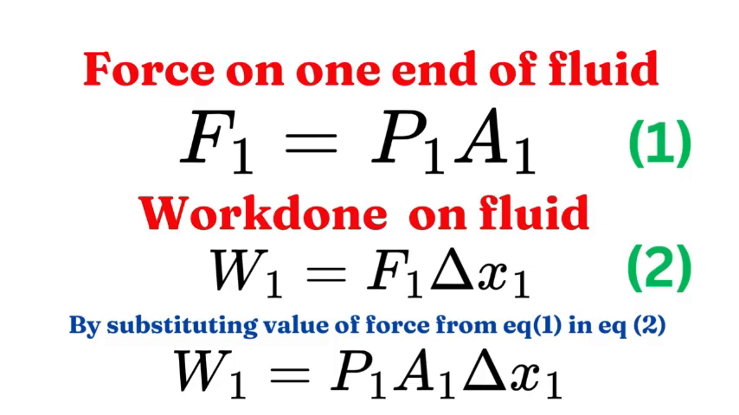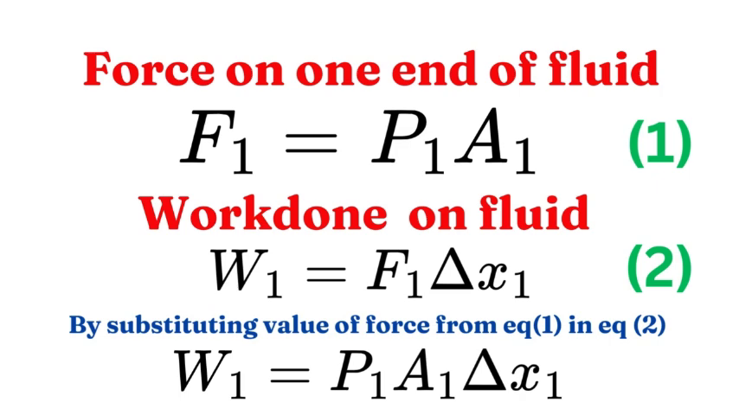Now let's derive the Bernoulli's equation. As we know that pressure is defined as force per unit area, so from this we can derive a relation for force on upper and lower ends. So the force on one end of the fluid is defined as a product of pressure and area. Similarly, the work done on the fluid will be defined as a product of force and distance. So we will have the equation number 2 as the work done on fluid.